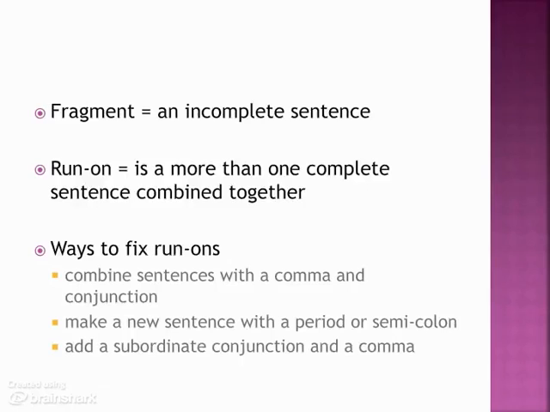Here's a review of what we learned in this video. A fragment is an incomplete sentence. A run-on is when you have more than one complete sentence combined together, and it keeps going on and on and on. Here are the ways to fix run-ons. You can combine sentences with a comma and a conjunction. You can make a new sentence with a period or a semicolon, or you can add a subordinate conjunction and a comma.